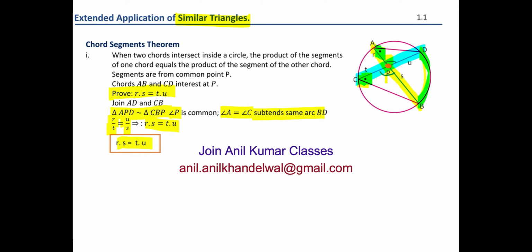So basically, two chords intersect in a circle. The point P is their intersecting point. From point P, the product of the two distances, R and U in this case, and T and S in that case, are equal. So that helps to answer such questions. Now we have three variations for this.